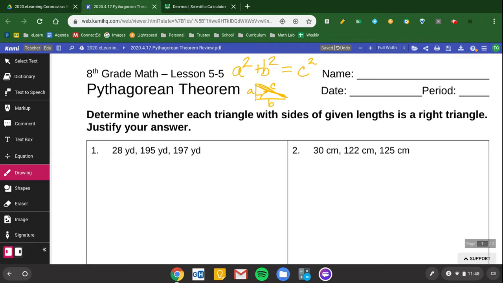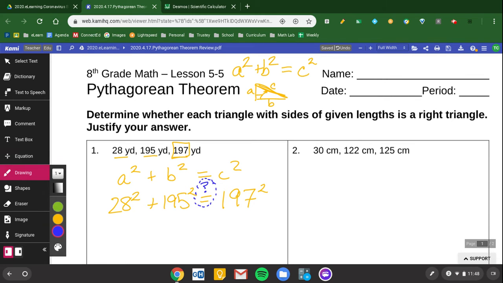Now notice for the front page, we do not have actual pictures, so we have to pay attention to the size of the numbers. If I were to write down a squared plus b squared equals c squared, if in fact these numbers make a right triangle, 197 is the largest, so that would have to be the hypotenuse. Meanwhile, I would then write in 28 and 195 and square them. But one thing I'm going to write in is a little question mark. I don't really know if these are in fact equal or not. That is what we would like to prove.